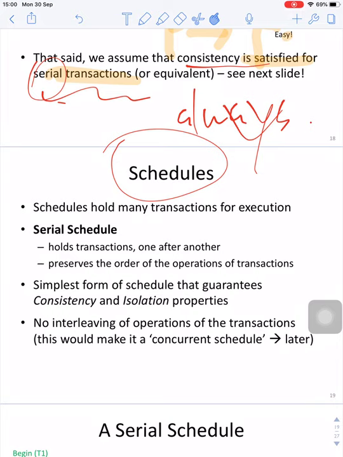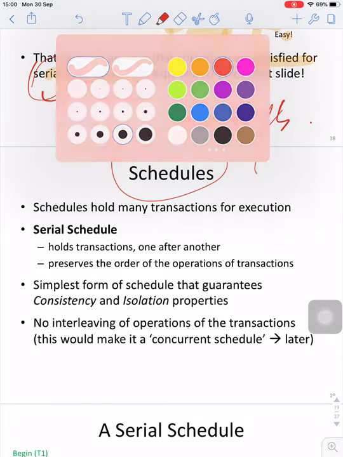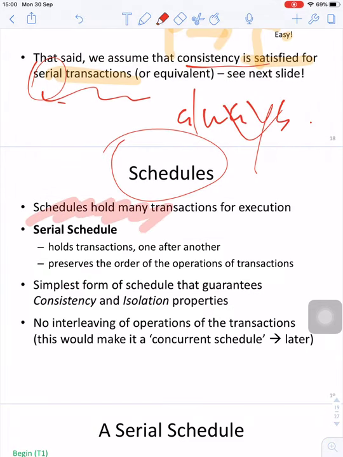And the schedules may have many transactions. This is very important: the schedules hold many transactions for execution. And we have the serial schedule, which holds the transactions one after another. It preserves the order of the transactions.